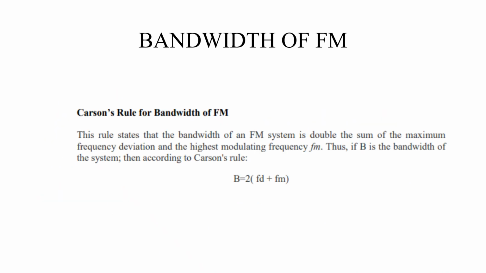Next is the bandwidth of FM. The bandwidth of FM is defined based on the types of FM: narrowband FM or wideband FM. In the case of wideband FM, the bandwidth is theoretically infinite, and in the case of narrowband FM, the bandwidth is the same as that of the amplitude modulated signal. Carson's rule states that the bandwidth of an FM signal is double the sum of the maximum frequency deviation and the highest modulating frequency Fm. Thus, B is equal to 2 into delta f plus Fm. Thank you.